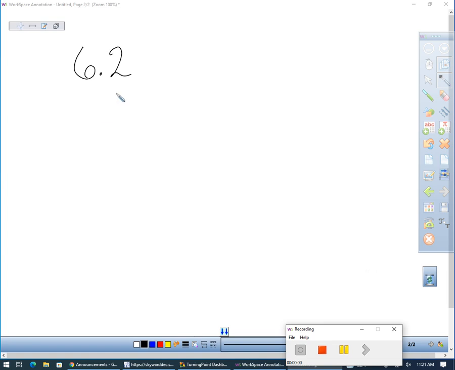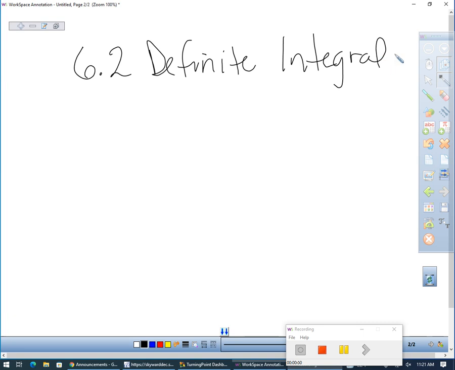2.2, this is called definite integrals. So let's talk about that little symbol that you guys were worried about. It's not really an S, but it's kind of like a flattened S shape. This is called an integral.